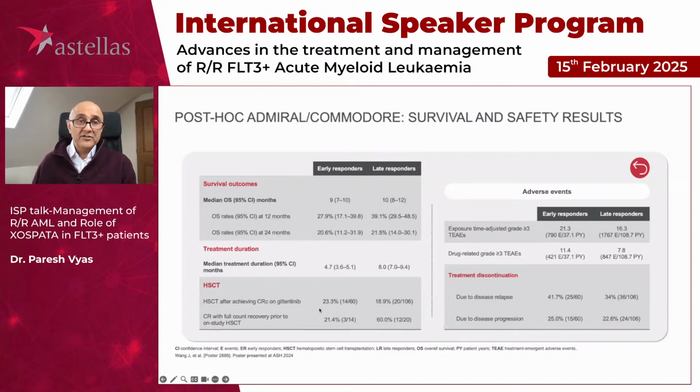In terms of patients achieving CRc who had hematopoietic transplant after achieving CRc on gilteritinib, really not a huge difference, 23.3% early responders, 18.9% late responders. I think this just reflects the ability to take patients to transplant more easily and in a better shape. But even if you respond late, you can take people to transplant and their survival is really not bad.